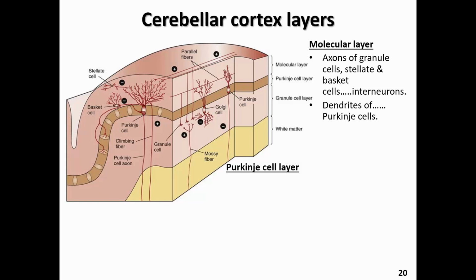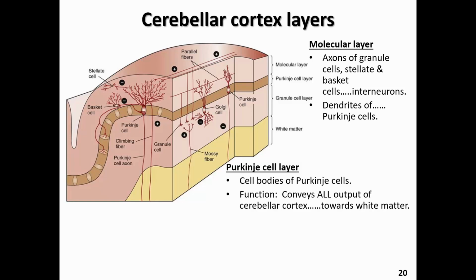The middle layer, the thinnest layer of the cerebellar cortex, is the Purkinje cell layer, named according to the cell bodies that are contained in that middle layer. And those are the cell bodies of the Purkinje cells. And the function of this layer, as such, the Purkinje cells, will convey outputs of the cerebellar cortex. And this output moves towards the white matter that you can see here at the bottom of this drawing. And recall that white matter is that portion of nervous system tissue that is composed of axons.